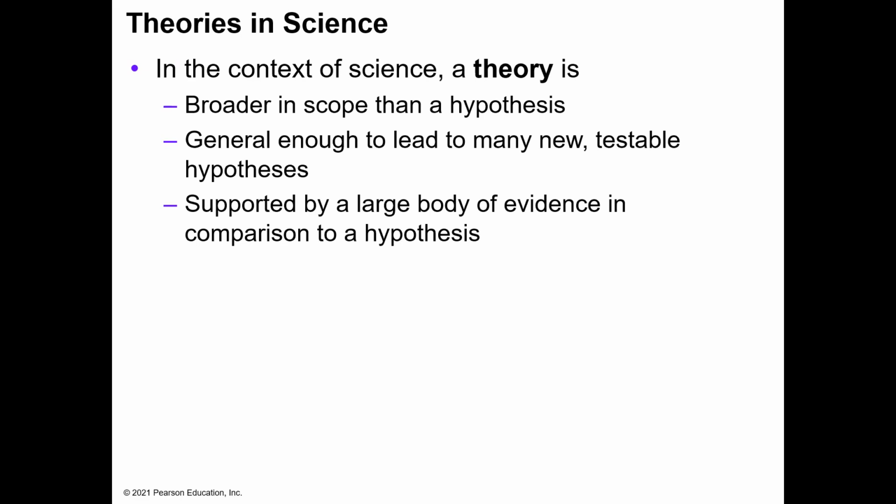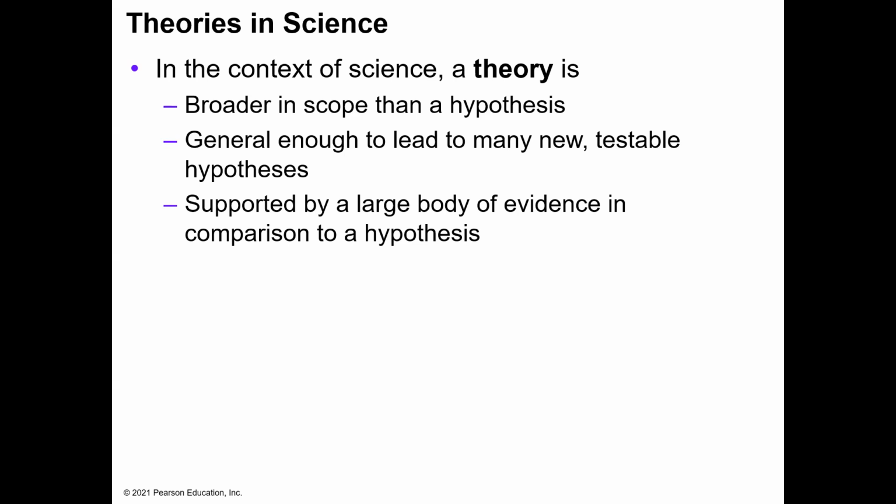Now, in science, once you have done the scientific method and made observations and you have repeated these, and you find that there is a process to be true across a wide breadth of scientific experiments, that is known as a theory. So a theory is broader in scope than a hypothesis. It's general enough to lead to many new testable hypotheses, and it's supported by a large body of evidence in comparison to a hypothesis.